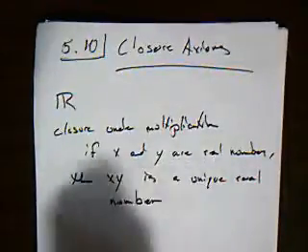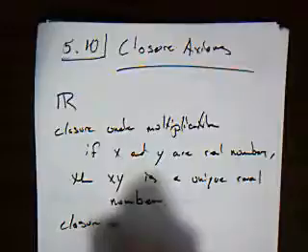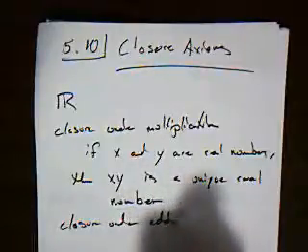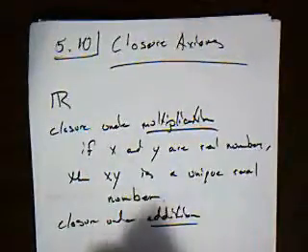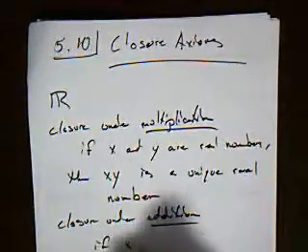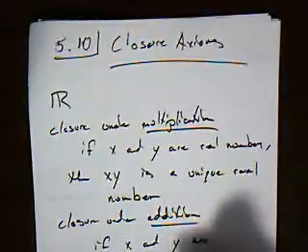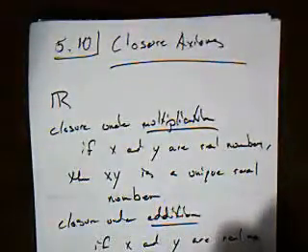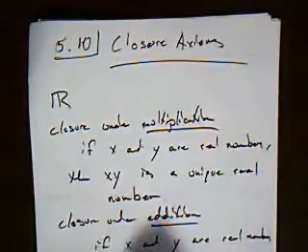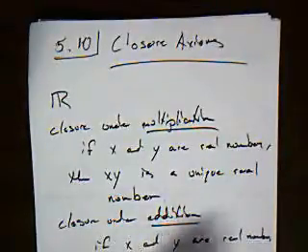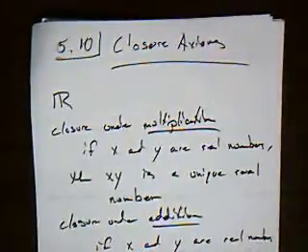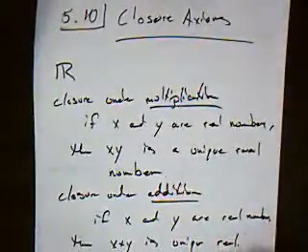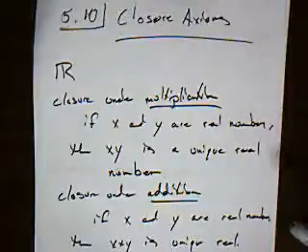And if we wanted to talk about closure under addition, then we would say: if x and y are real numbers, then x plus y is a unique real number. So what do we mean when we say unique? What we mean is that it's one number and only one number.